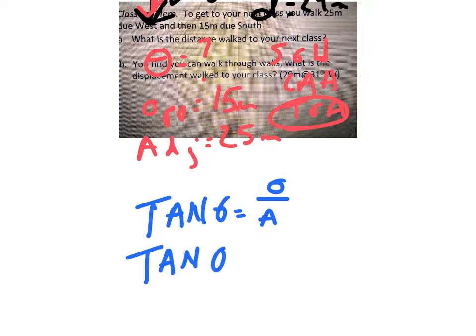I'd start with that. Tan theta equals opposite over adjacent. So tan, I'm looking for theta. I don't know what it is. The opposite side was 15. The adjacent side was 25. We're going to plug that in.